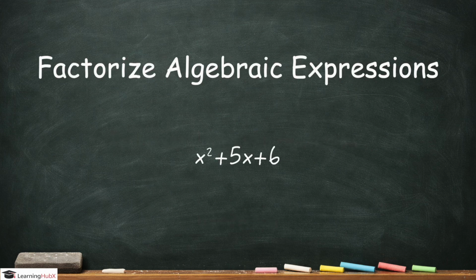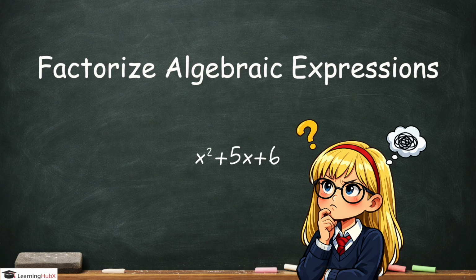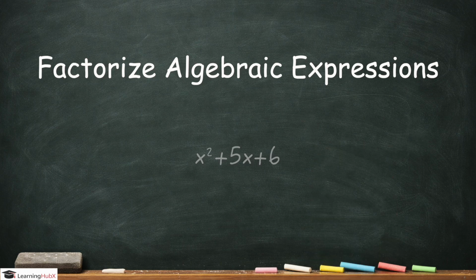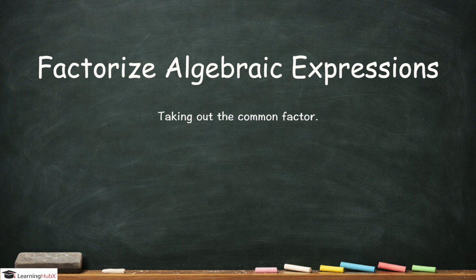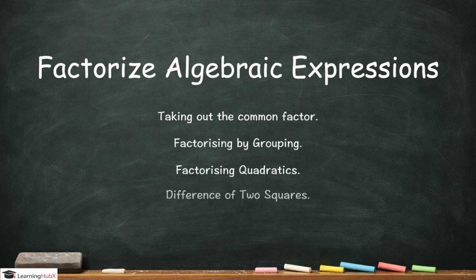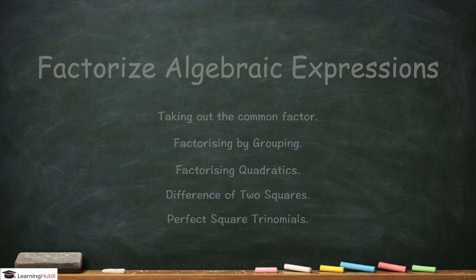Have you ever seen something like this and thought, how do I break this down? In this lesson, I'll show you 5 powerful methods: taking out common factors, factorizing by grouping, factorizing quadratics, the difference of two squares, and perfect square trinomials. By the end of this video, you'll know exactly how to break down any algebra expression using these 5 methods.